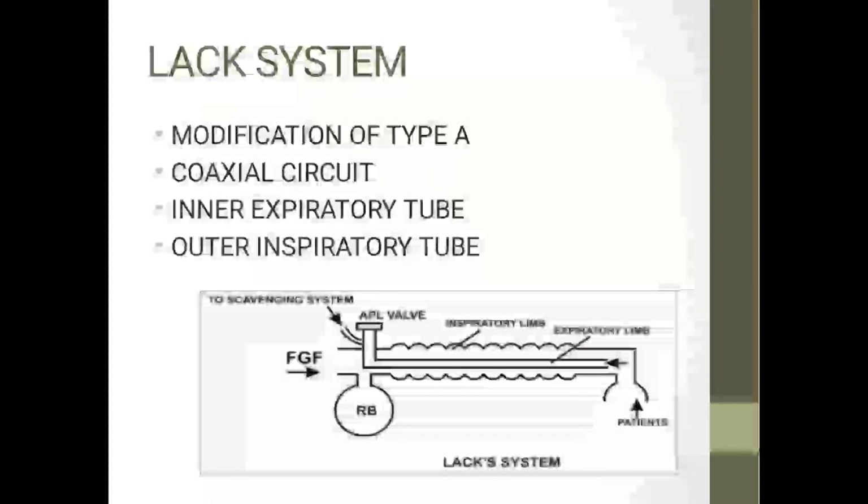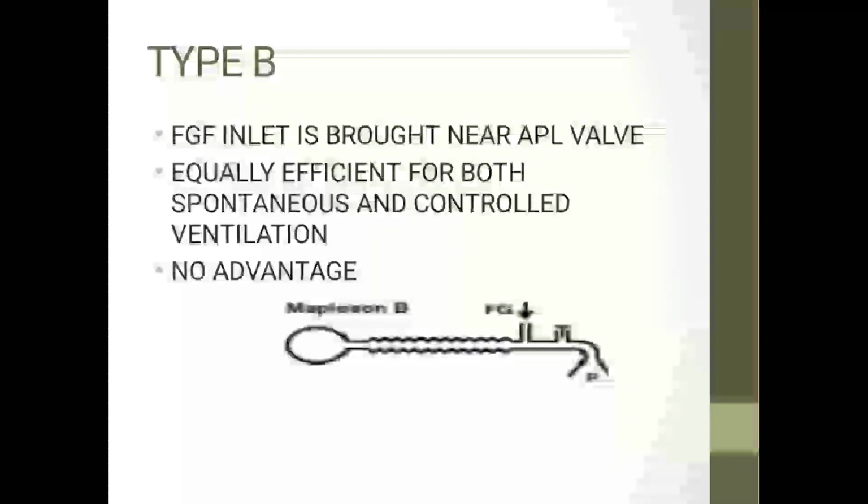Lack system is a modification of type A. It is a coaxial circuit. Here the inner tube is the expiratory tube and the outer tube is the inspiratory tube. We have type B, where the fresh gas flow inlet is brought near the APL valve. It is equally efficient for both spontaneous and controlled ventilation.